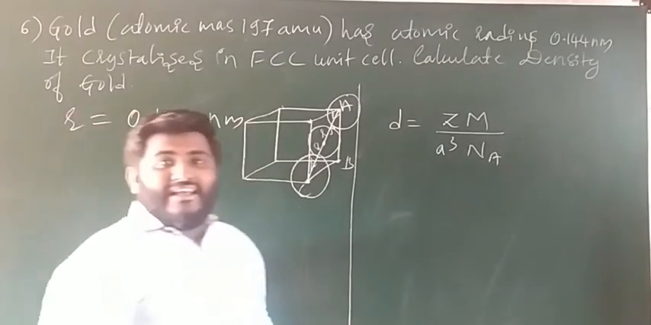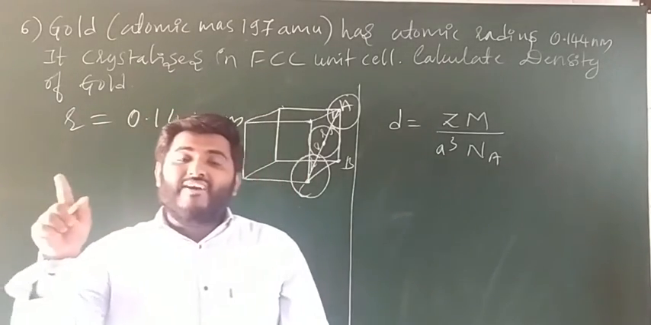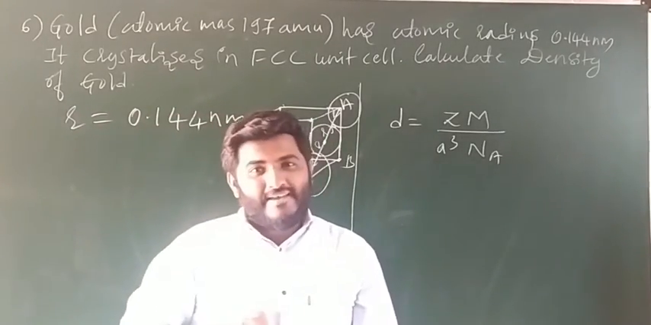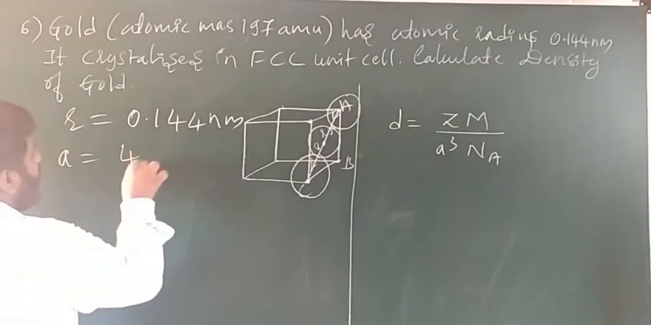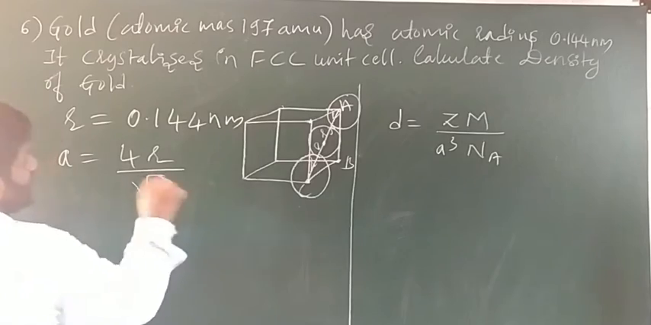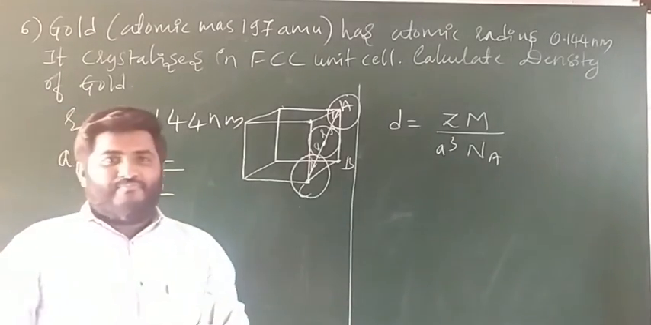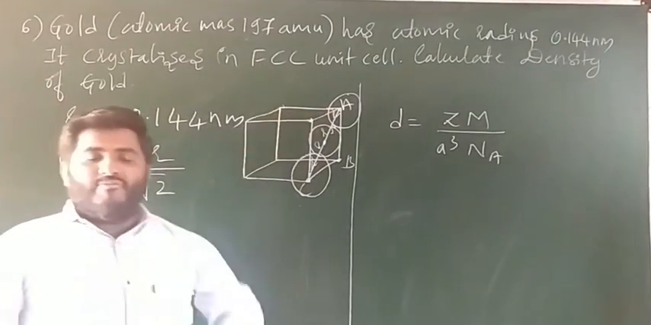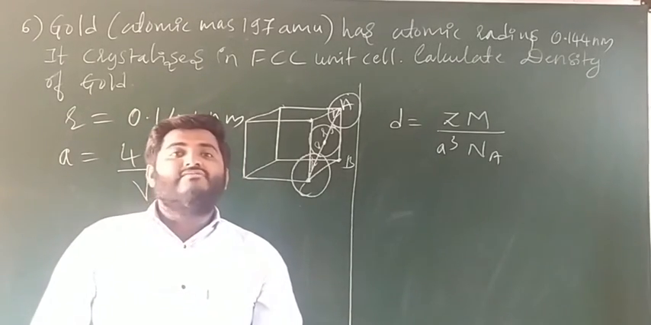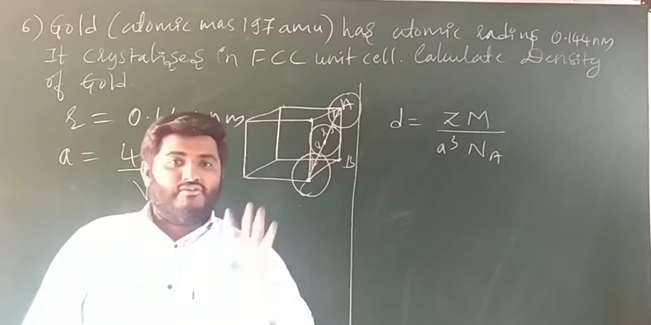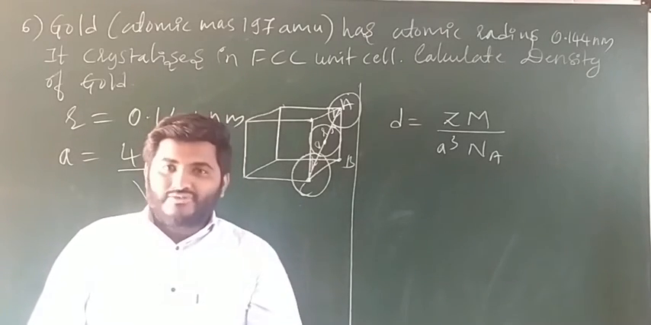Then how to calculate that? You know already. A is equal to 4R divided by root 3 in case of BCC. But what about in FCC? A is equal to 4R divided by root 2 in FCC. FCC means face centered cubic unit cell. How it comes? We have discussed in the earlier videos, that is packing efficiency in FCC, in the fourth video. So please go through that video first.